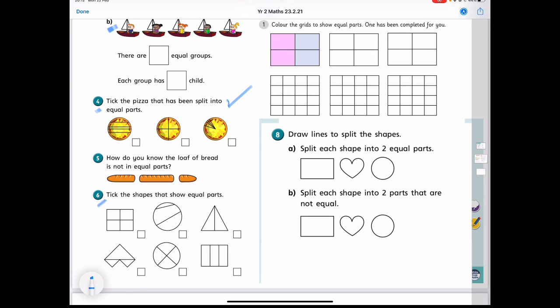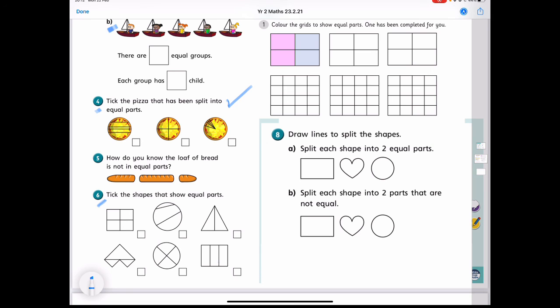Think about what we know about equals to answer that question. Question 6 says, tick the shapes that show equal parts. Look at all of the shapes you've got there and tick the ones that have equal parts. I'll give you a clue. There are 4 shapes that have equal parts. Okay, so you tick 4.